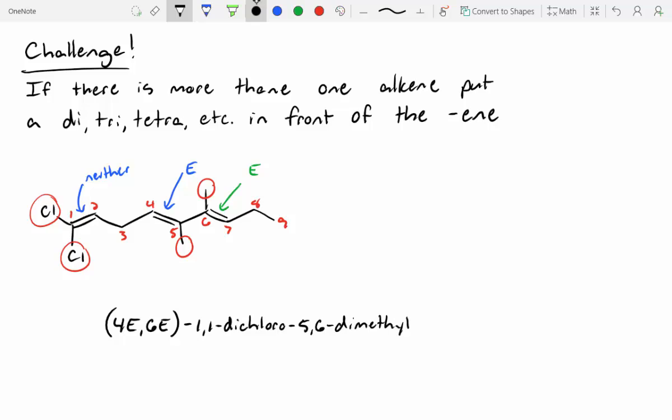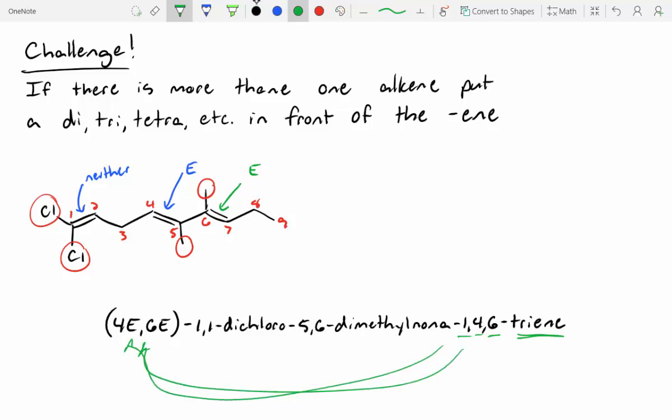And in this case, our parent is 9 carbons long, so it would be a nona. And we've got 3 different alkenes. One starts at carbon 1, the second starts at carbon 4, and the third starts at carbon 6. So we call this a 1,4,6. And then we would put a triene to indicate that we've got 3 alkenes. One starts at the 1 position, one starts at the 4 position, and one starts at the 6 position. And you can tell their relative stereochemistry by looking back at the beginning over here.